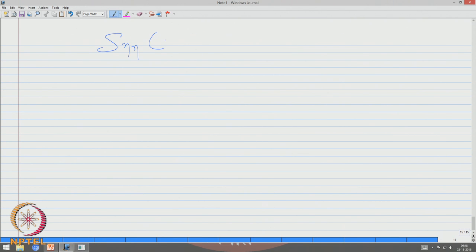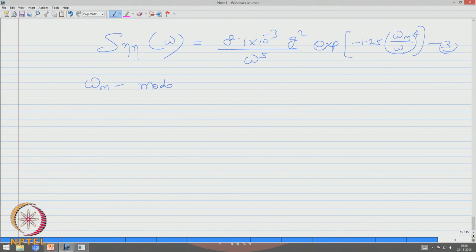So, the spectrum will have the governing equation with one parameter, which is given by 8.1 times 10 power minus 3, g squared by omega power 5, exponential minus 1.25 omega m by omega to the power 4, call it equation number 3. Omega m in the above equation is called the modal frequency. Usually it is taken as 0.46 hertz, and S eta eta is the power spectral density function of the wave height with one parameter, that is the wave frequency omega.